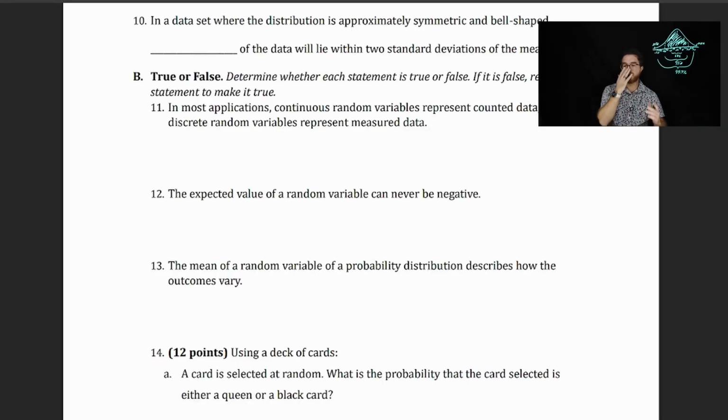For the next part, we have some true or false questions. Now, generally what you're gonna need to do on an exam is you'll just put true or false. You don't really need to justify it. But we're going to be looking at it to fix it if we have a problem while doing the review.